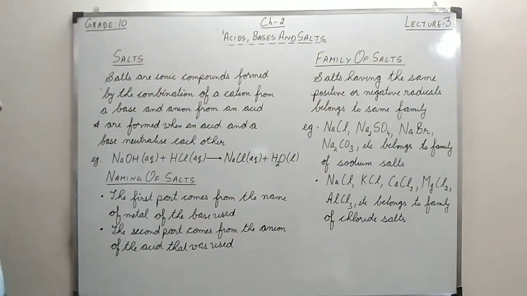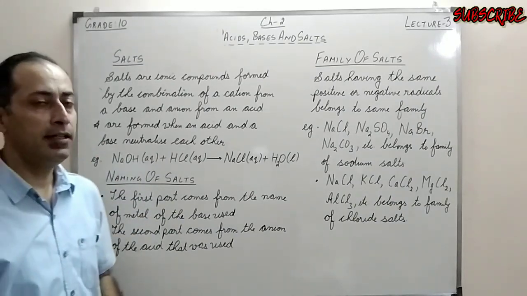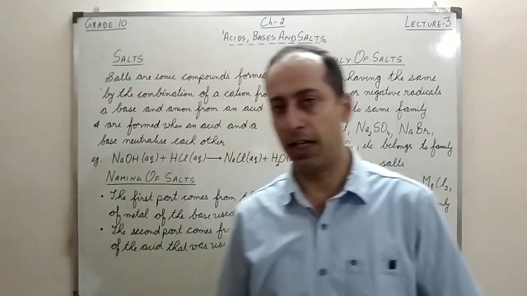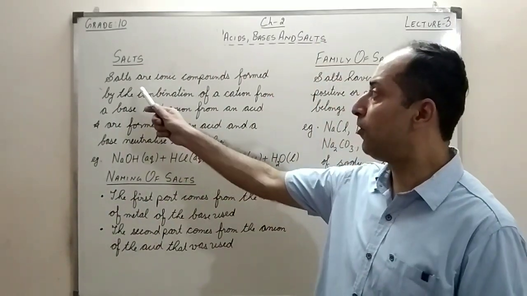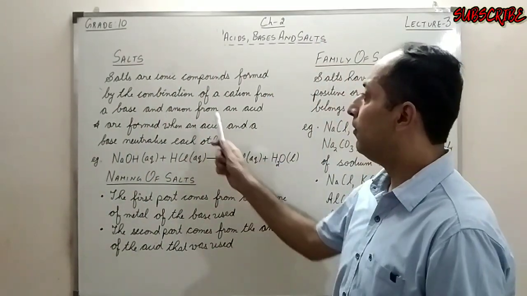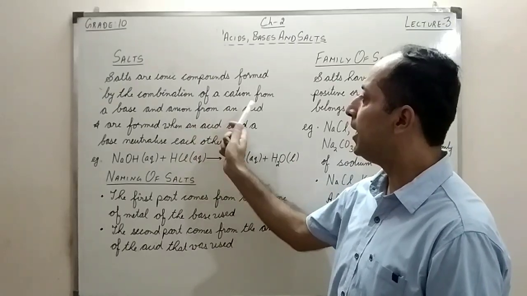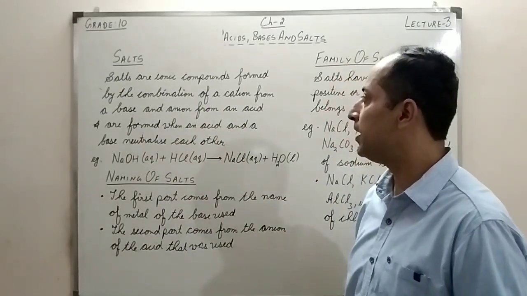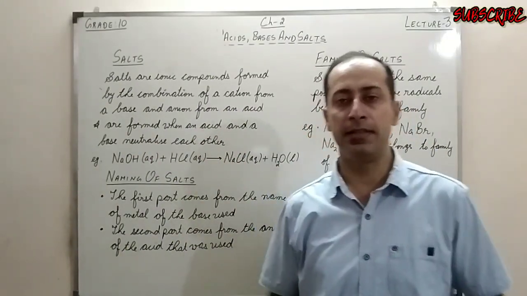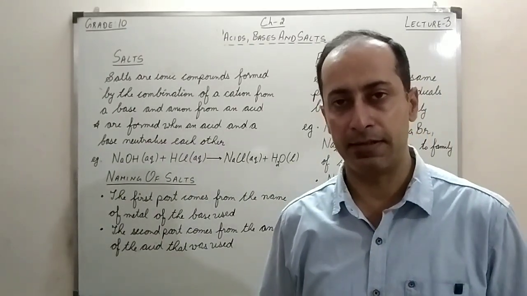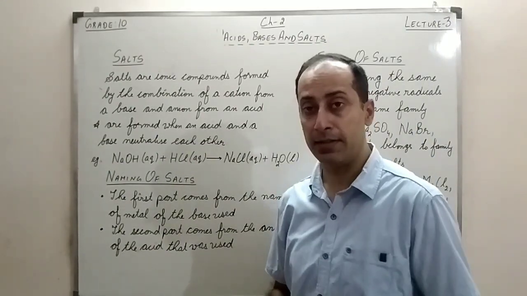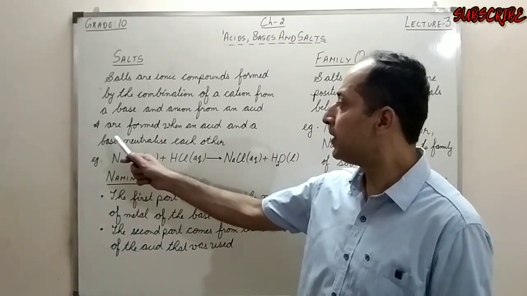Salts are ionic compounds formed by the combination of a cation from a base and an anion from an acid. I repeat myself: salts are ionic compounds formed by the combination of a cation from the base and an anion from an acid. Now, what does an ionic compound mean? It means it contains ions, it's formed of ions. So let's take an example.